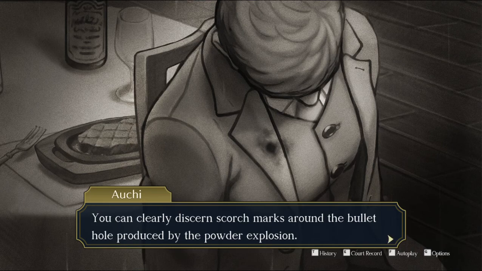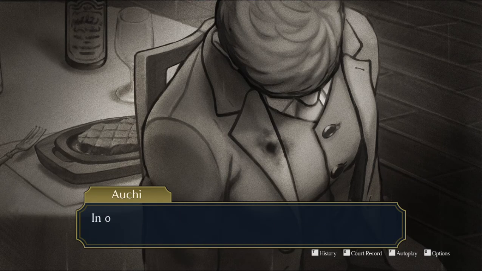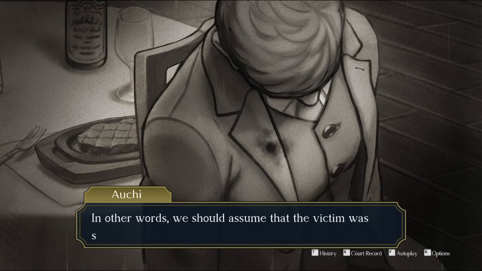You can clearly discern scorch marks around the bullet hole produced by the powder explosion. In other words, we should assume that the victim was shot at close range.